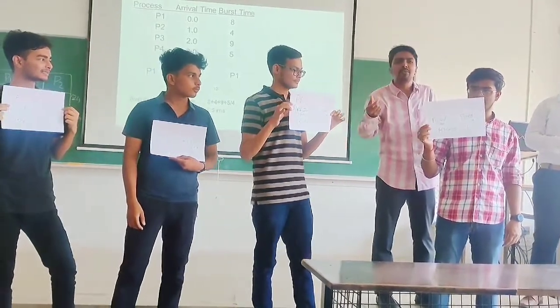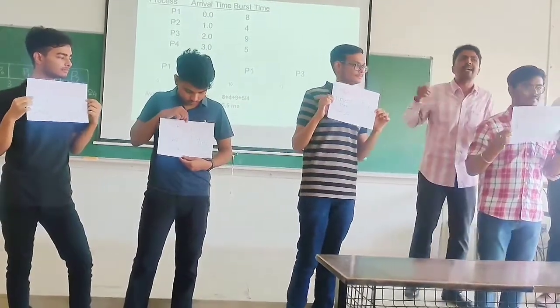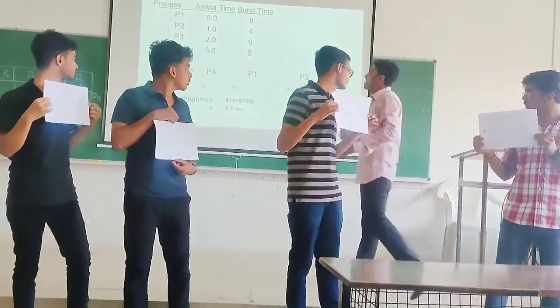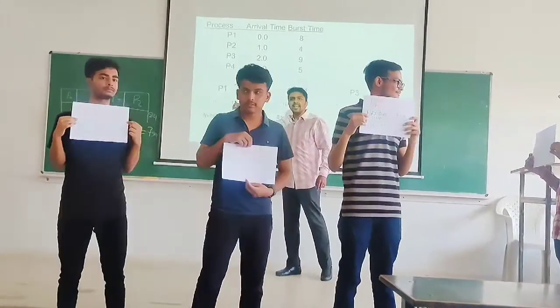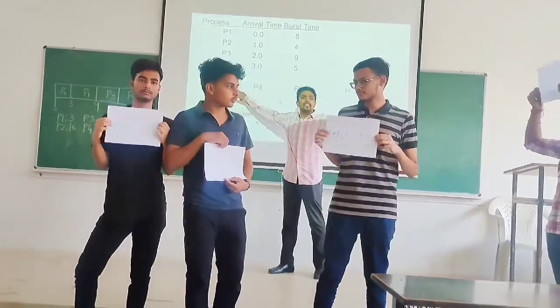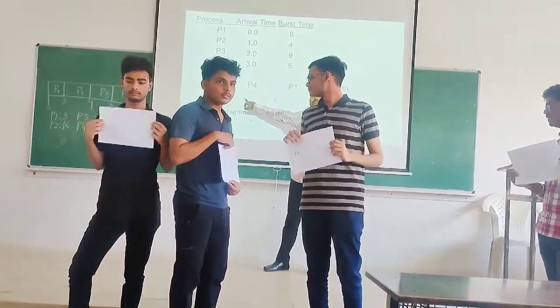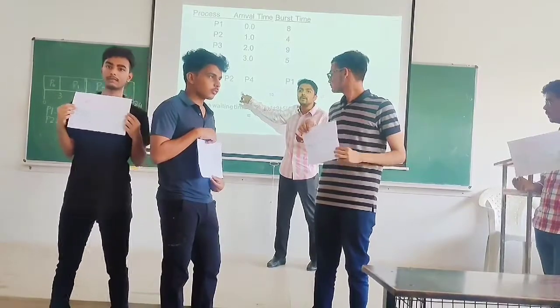So which one will I continue? With this itself. So this will get over at what time? It has started its execution at 1, and the total burst time for process P2 is 4 seconds. So it will execute until time 5. So P2 will now complete its execution.